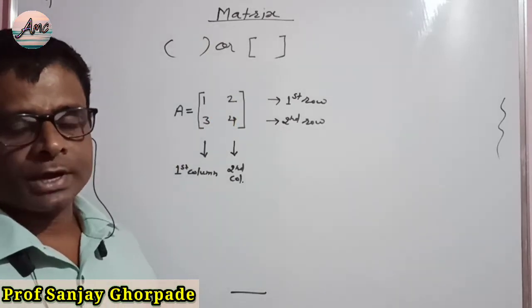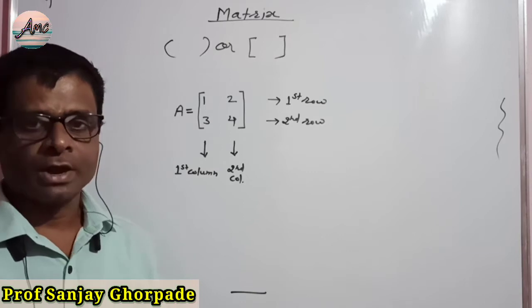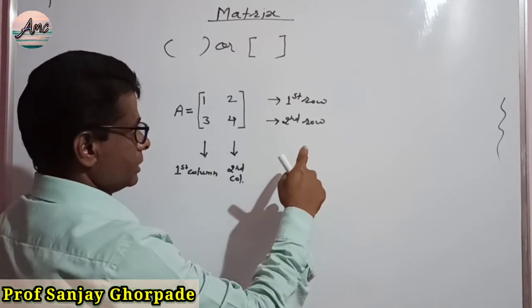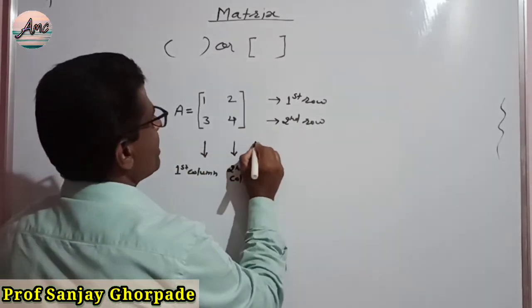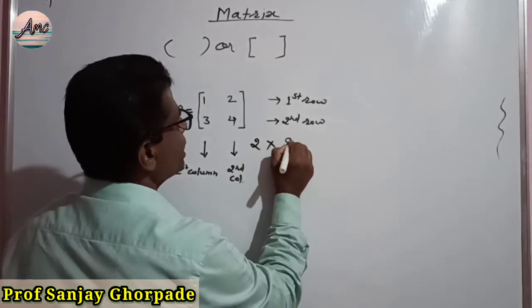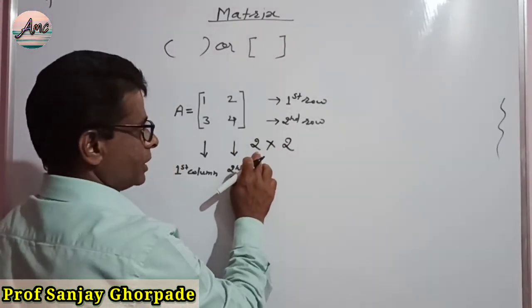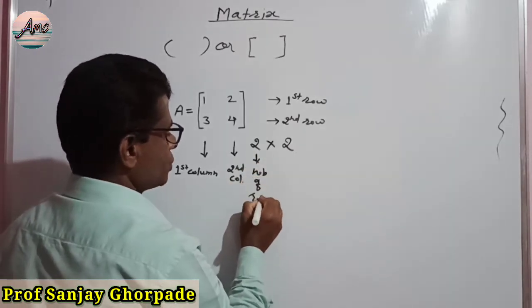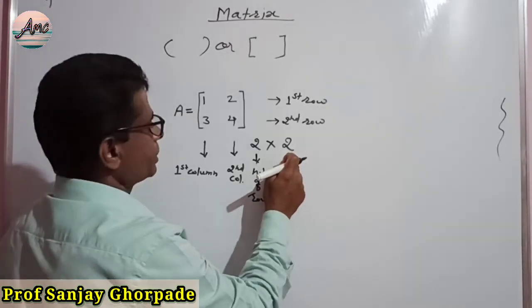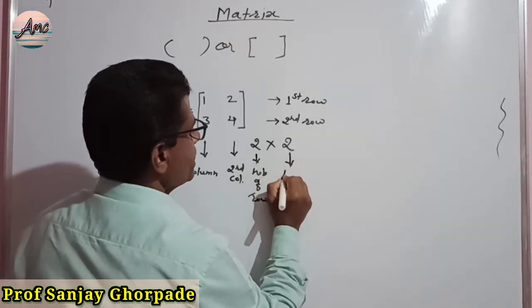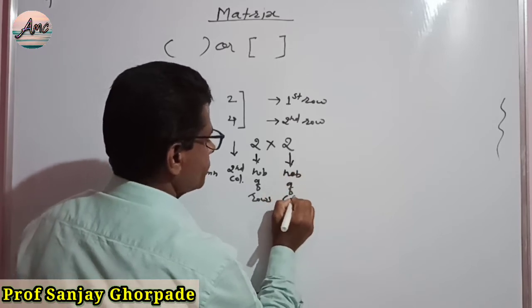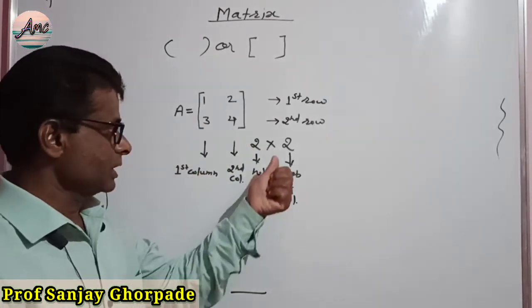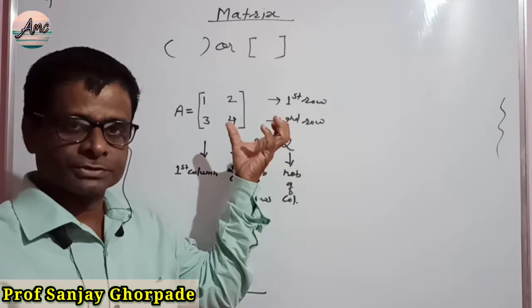By observing the rows and columns of a matrix, one can state the order of a matrix. As this matrix consists of 2 rows and 2 columns, the order of the matrix is denoted by 2 by 2. Here the first suffix denotes the number of rows, and the second suffix represents the number of columns. The first number gives the total number of rows present in this matrix. The second number gives the total number of columns present in this matrix.